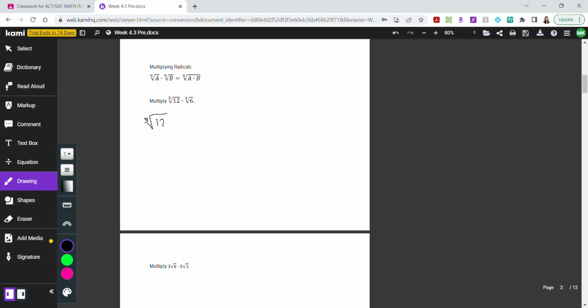Cube root 12 times cube root 6 is equivalent to cube root 12 times 6, which is going to be cube root 72. All right, now from here I'm going to check if 72 can actually be simplified any further. So 72, let's break it down using the tree method. Now let's see, because it's a cube root, I need my numbers to repeat 3 times. So the only one that's repeated 3 times is 2.